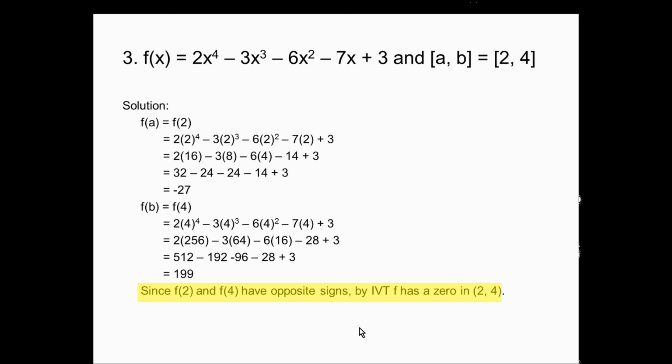So again, for the intermediate value theorem to apply, f of a and f of b have to have opposite signs. If f of a and f of b have the same sign, both positive or both negative, the intermediate value theorem does not apply. That's the end of section 4.2.